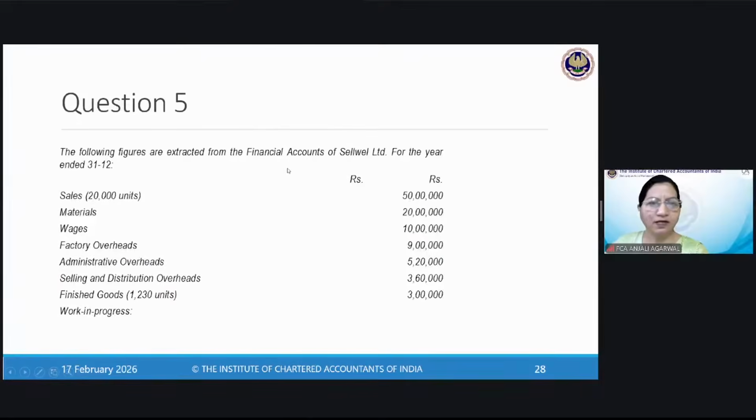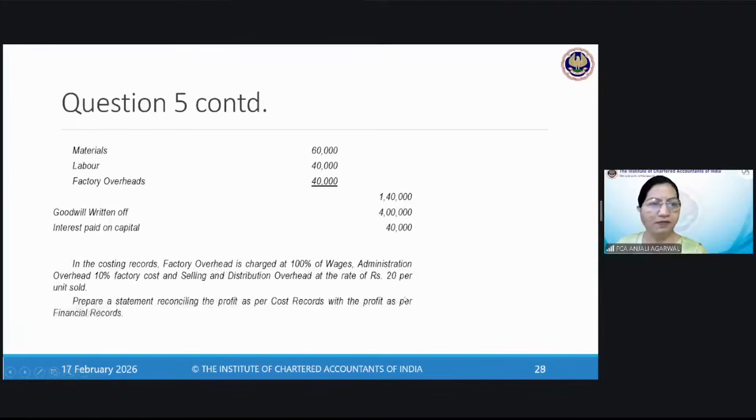Following figures are extracted from the financial accounts of a company as on 31st December. Sales is of 20,000 units, material, wages, factory overheads, administrative overheads, selling and distribution overheads, finished goods, and then there is work in progress of 1,40,000, goodwill written off, interest paid on capital.